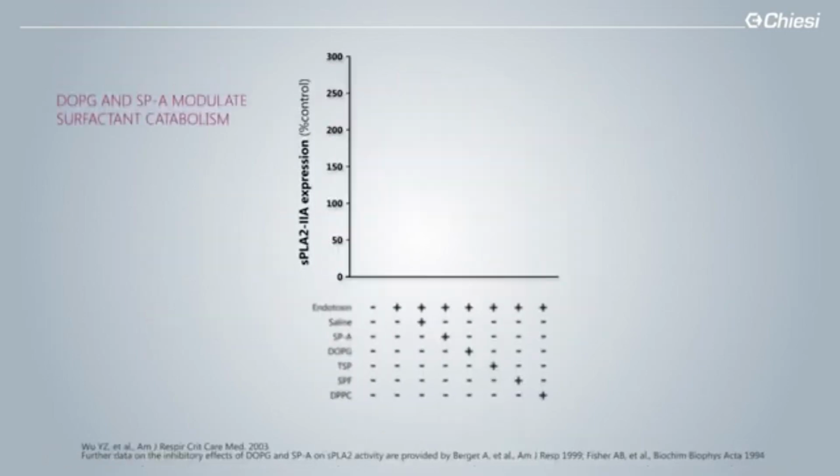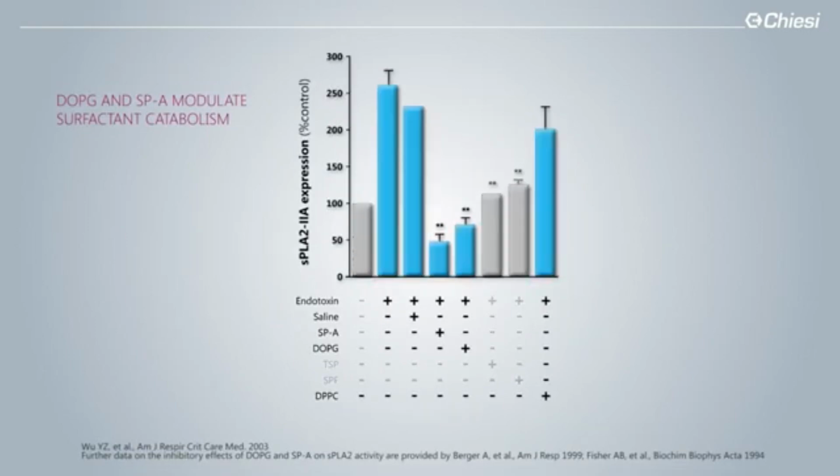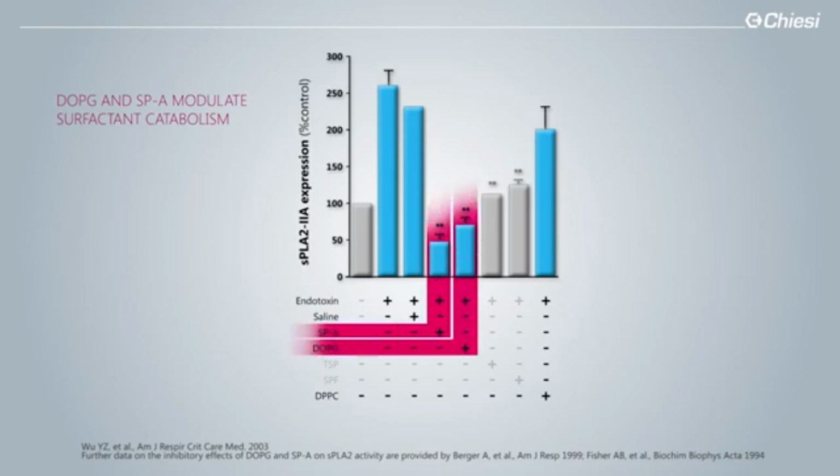Let's have a look more in detail, and here there are some data coming from an animal experiment performed a few years ago at the Institut Pasteur in Paris. So here, some alveolar macrophages were cultured and incubated. So clearly you may see that when you incubate alveolar macrophages with SPA and DOPG, the sPLA2 expression is going significantly down. And the same applies in terms of sPLA2 activity as shown by several other papers.